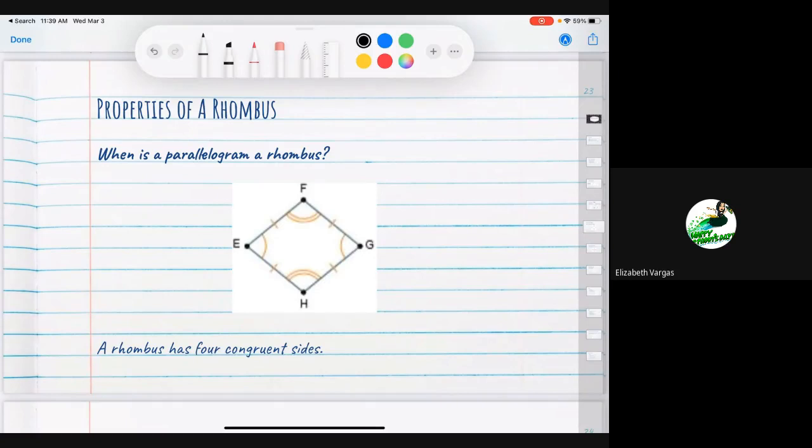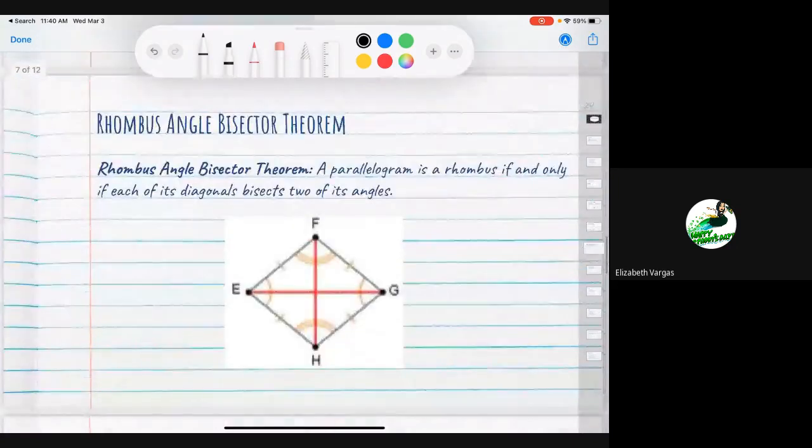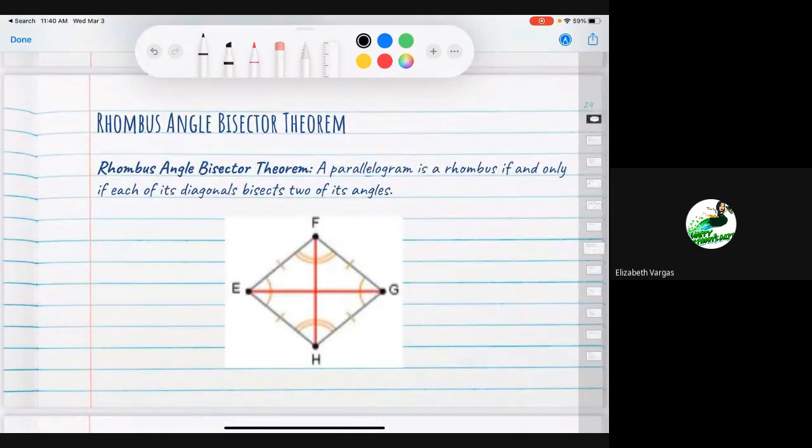The reason that a parallelogram can be a rhombus is that a rhombus has 4 congruent sides. So each of the different sides would be congruent to each other, and that's what we classify as a rhombus. We also have the rhombus angle bisector theorem, and we're actually going to look at 2 theorems that we can use to prove if a parallelogram is a rhombus. So we know something is a parallelogram, but what we're trying to determine is whether that parallelogram is a rhombus.